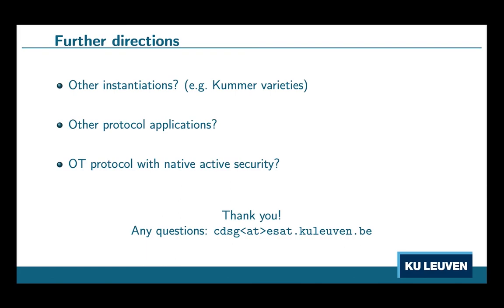So some further directions for this work: first, to look at possibly other instantiations of the structure. Another work on OT from last year makes use of Kummer varieties, which could be another candidate. The next thing is to look at other potential protocol applications. Here we provide OT. Clearly, key exchange also fits within our framework, but perhaps some other protocols or schemes can be created, and this would expand the possibilities. And finally, if an OT protocol could be built from the structure with native active security rather than relying on a transformation, this is also an open question.